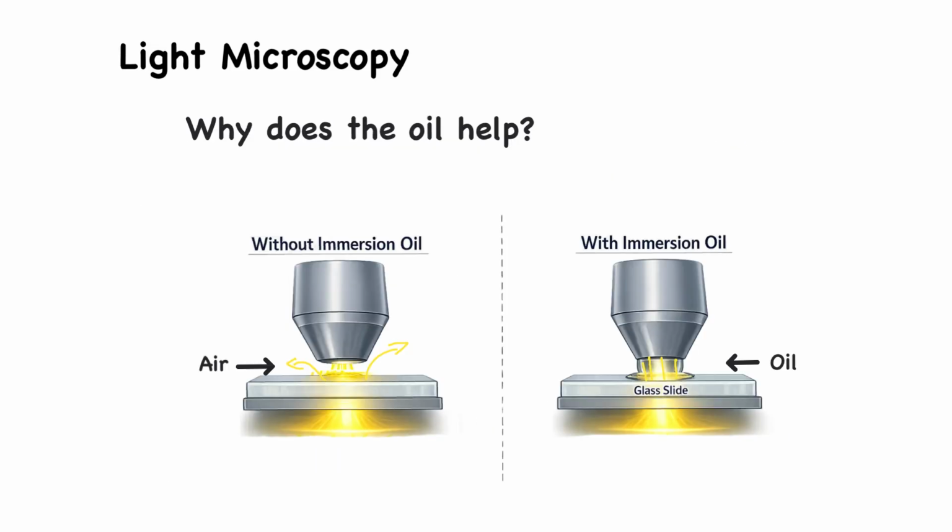So why does the oil help? What happens is light is going to bend when it passes from glass to air and then glass again. And that bending is going to scatter the light and reduce image clarity. Immersion oil has the same refractive index as glass. So when you place a drop between the slide and the 100x objective lens, then the light is prevented from scattering. More light is then going to reach the objective, and because of this, the resolution increases dramatically.